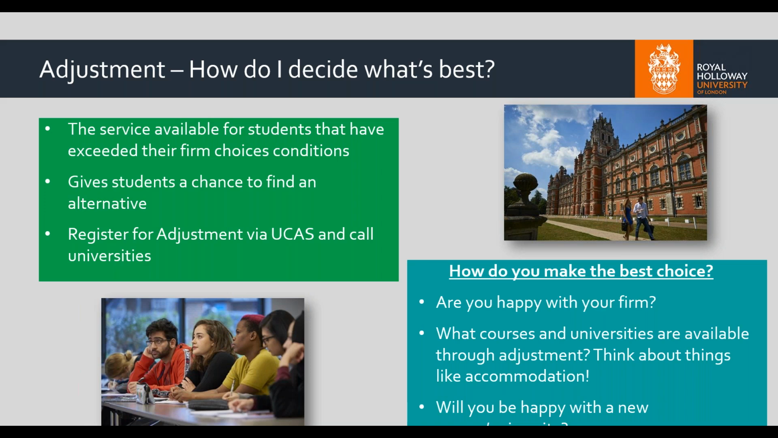What courses and universities are available through things like adjustment? Again, not every university will be available through adjustment. Not every course will be available through adjustment. So you just do need to do that research and find out that information. But also you need to think about things like accommodation. If you're going to a university and you've already got accommodation there, going through adjustment, it may be a bit more difficult to get accommodation, or you may not be able to get your first or second or third choice accommodation at that university, because students that already have their firm choice may already have that. So again, think about those things.